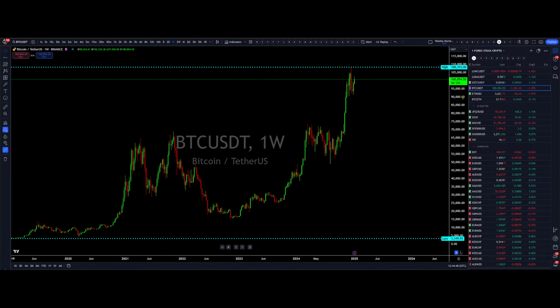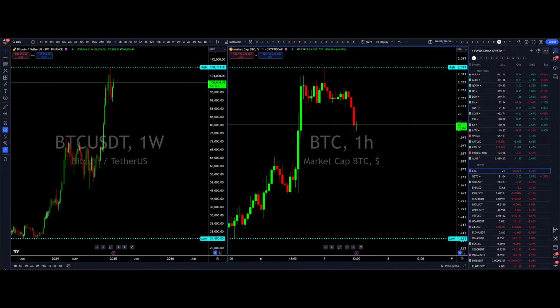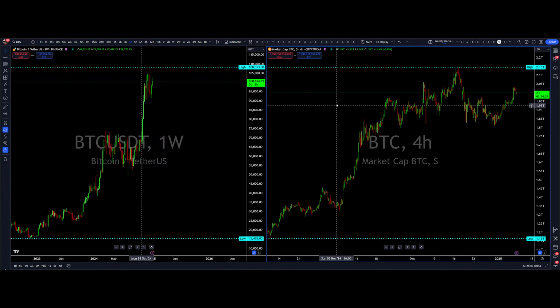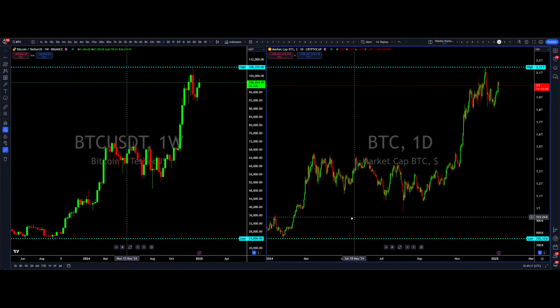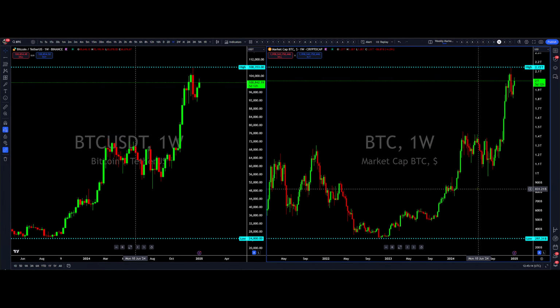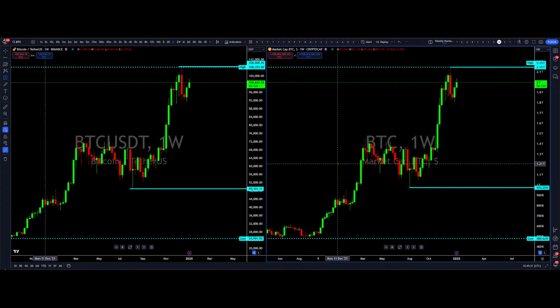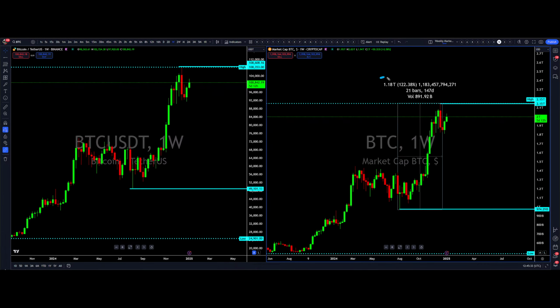I do have that chart also. I'm going to go there. This is the Bitcoin market cap on the daily time frame. How much money came into the market from this low to that high? I wasn't searching the indicator, I was searching the market cap. So we got 1.8 trillion, from 49,000 to 108.